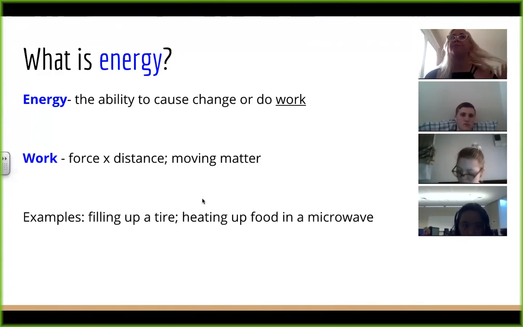So you can imagine if you're pushing a box, right? If you're pushing a box across a distance, you're applying a force, you're moving it across the distance, you're doing work.